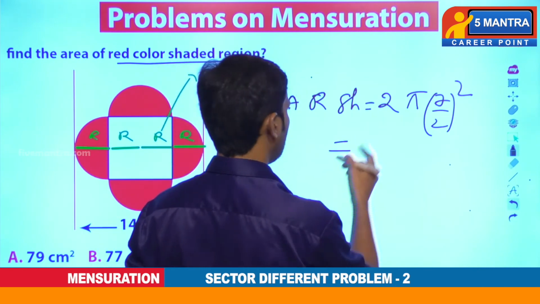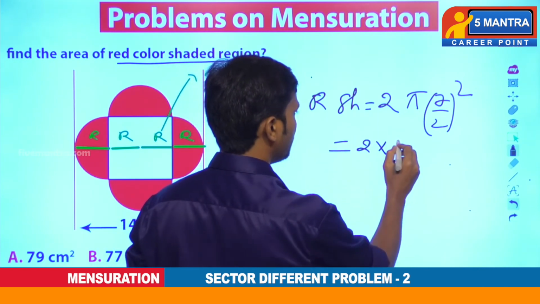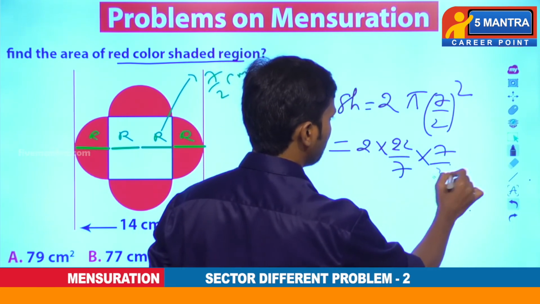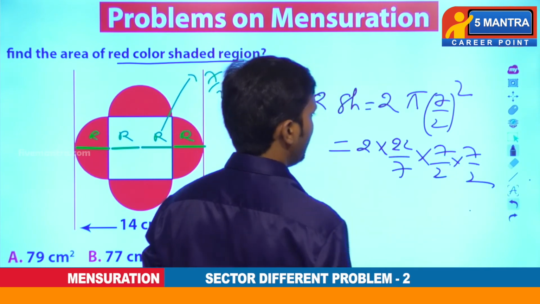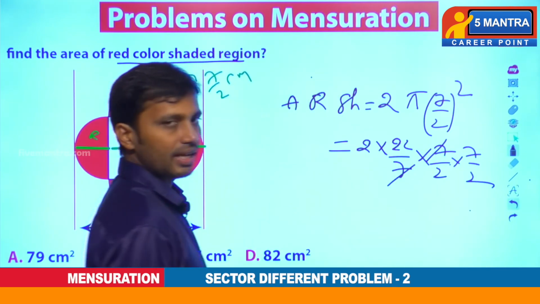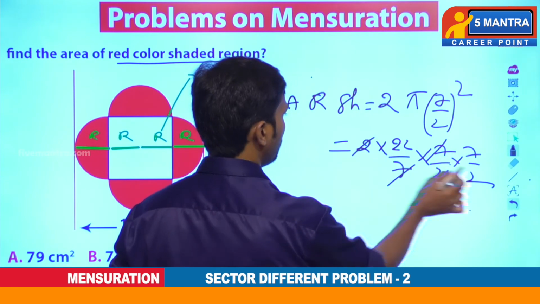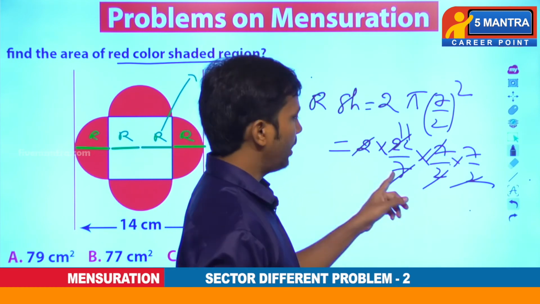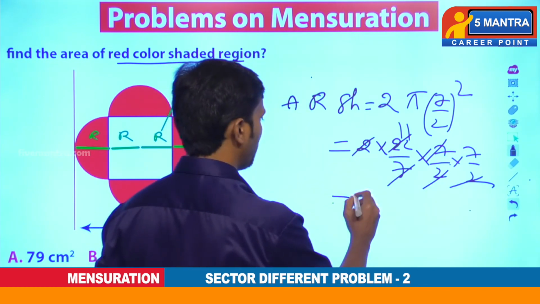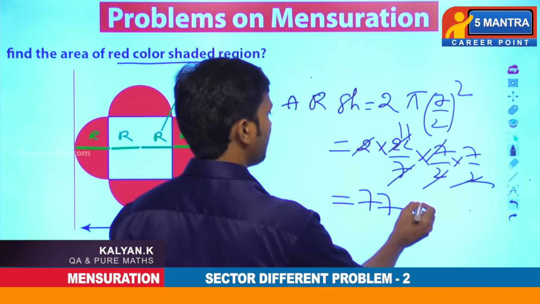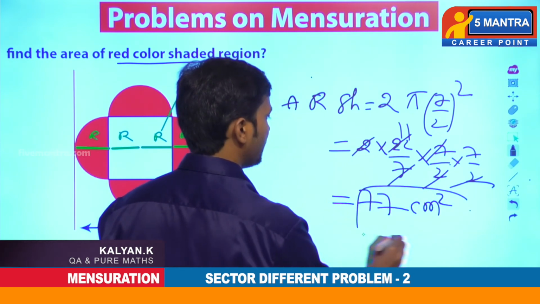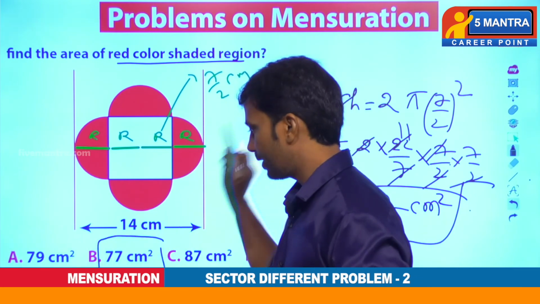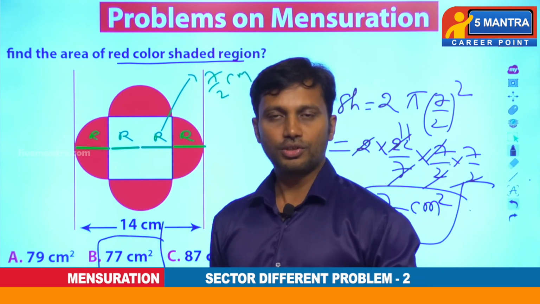Whenever you want to do this, 2 into 22 by 7 into this, I am writing for our convenience, 7 by 2 into 7 by 2. Now if you divide, 7 can be cancelled, and one more 2, and here 2 11s are there. In the numerator, 11 into 7 remains and nothing is there in the denominator. So it would be how much? 77. Okay, 77 centimeters square, which is an area from the given options. Here B is correct. I think you understood this one.